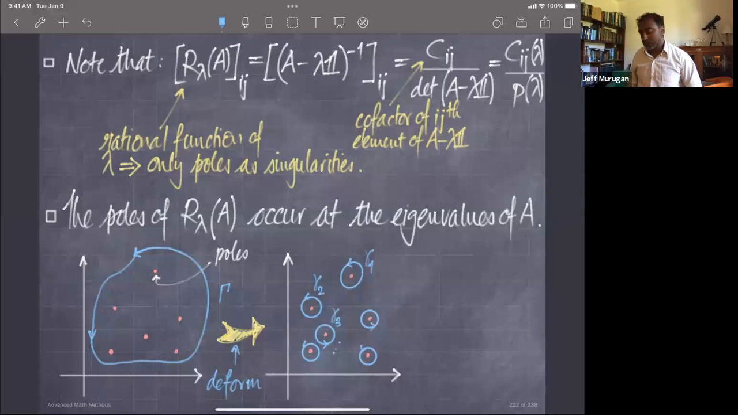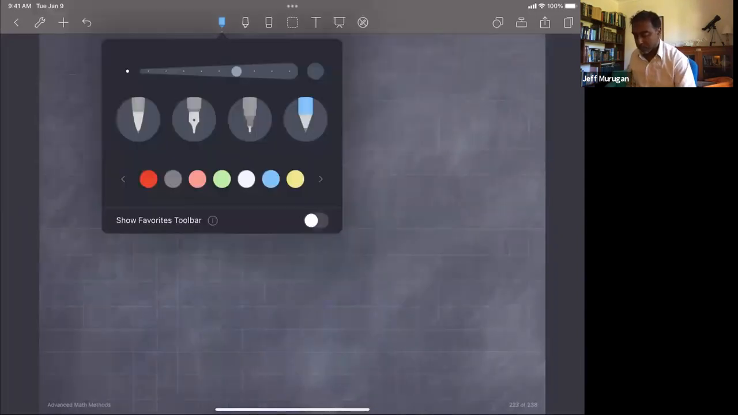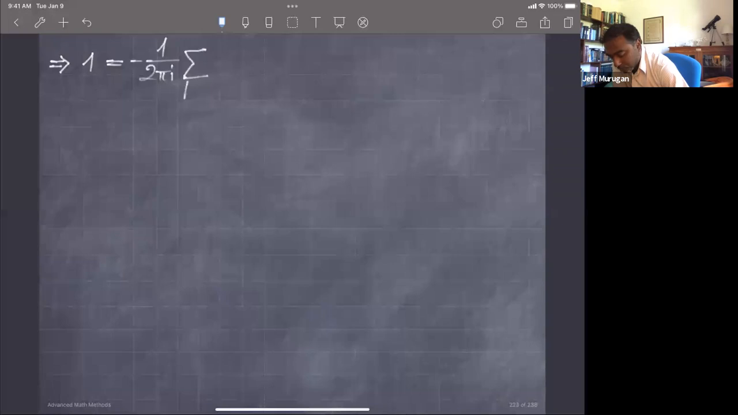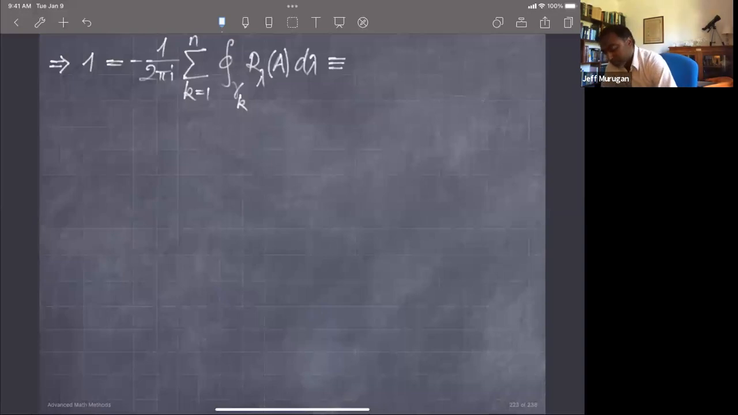Okay. So what this means is that when I do that, remember, I found that since the residue was 1, this is just the sum over, let's say, k equals 1 to n for n poles of the closed contour integral over each of the gamma k's of R lambda of A d lambda, which I'm going to choose to write as the sum over k equals 1 to n of Pk.